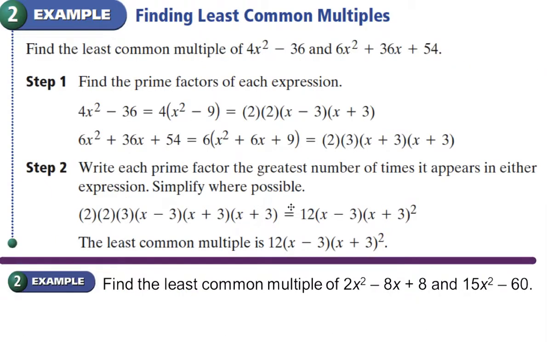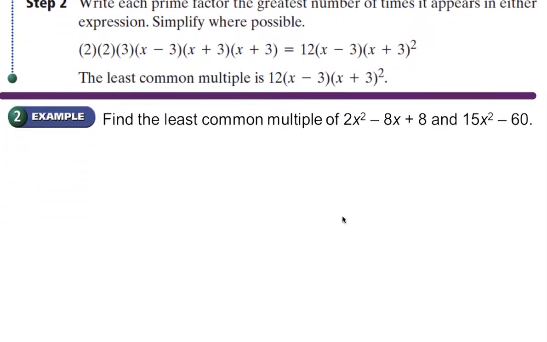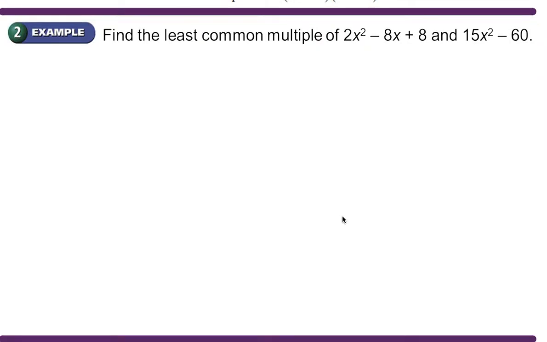Okay, finding the least common multiple. And might I add, that is the least common multiple, which is the smallest number that both of these expressions would go into. Not the greatest common factor, which is the largest factor they have in common. The smallest number that they both go into, or that goes into them, whatever. You know what I'm trying to say. So the least common multiple.